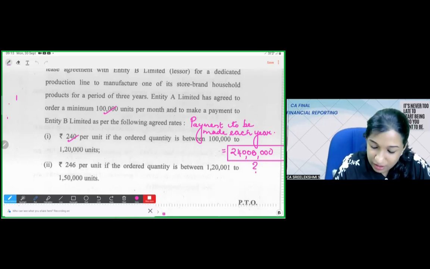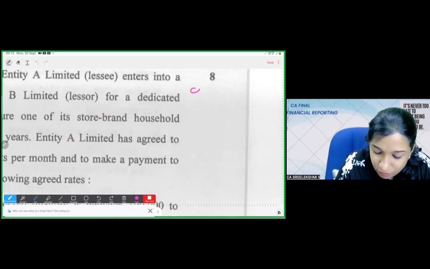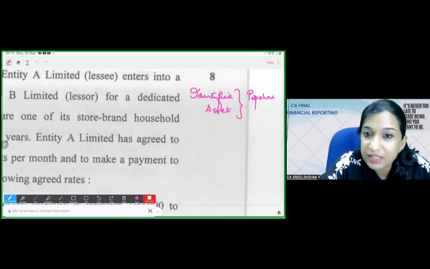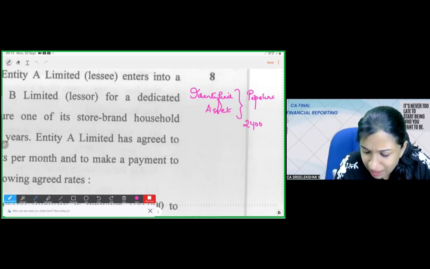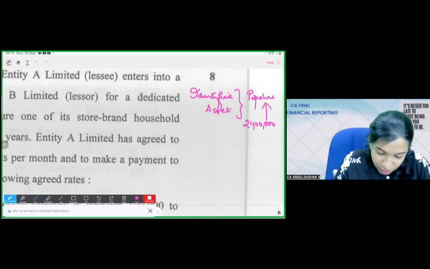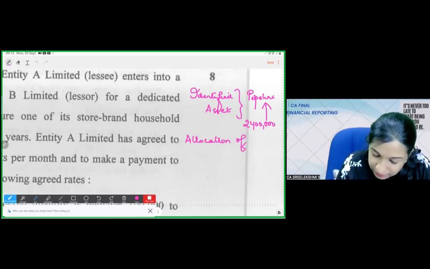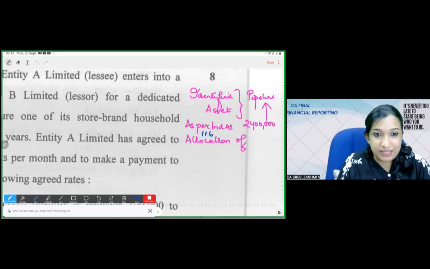We should find out if there is a lease contract; there should be an identified asset. What is the identified asset here? The identified asset is the pipeline. Now the question is, are you paying for the pipeline exclusively? No, for the units, which means we need to allocate as per IND AS 116.